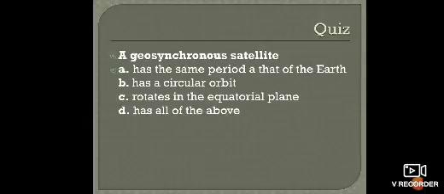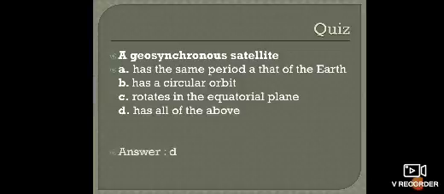So what is the answer? Please note this question. A geostationary or geosynchronous satellite has the same period as that of the Earth, or it has a circular orbit, it rotates in the equatorial plane, or all of the above. So what is the correct answer?